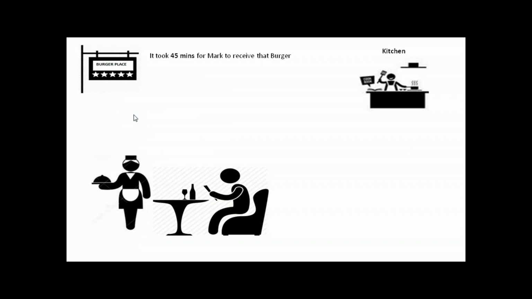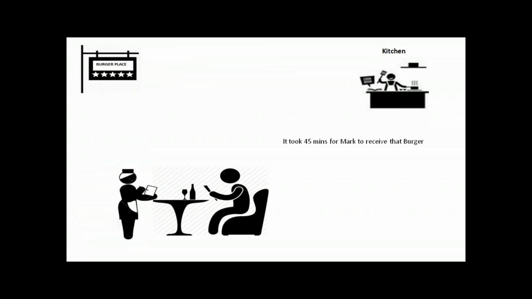What is the problem here? The problem is, it took 45 minutes for Mark to receive the burger, and Mark is totally agitated, totally irritated, completely pissed off. Why? Because it took 45 minutes for this lady to get the burger onto his table. So Mark is obviously not happy with the time taken by the restaurant staff. The staff took a lot of time, so he is not happy with it.